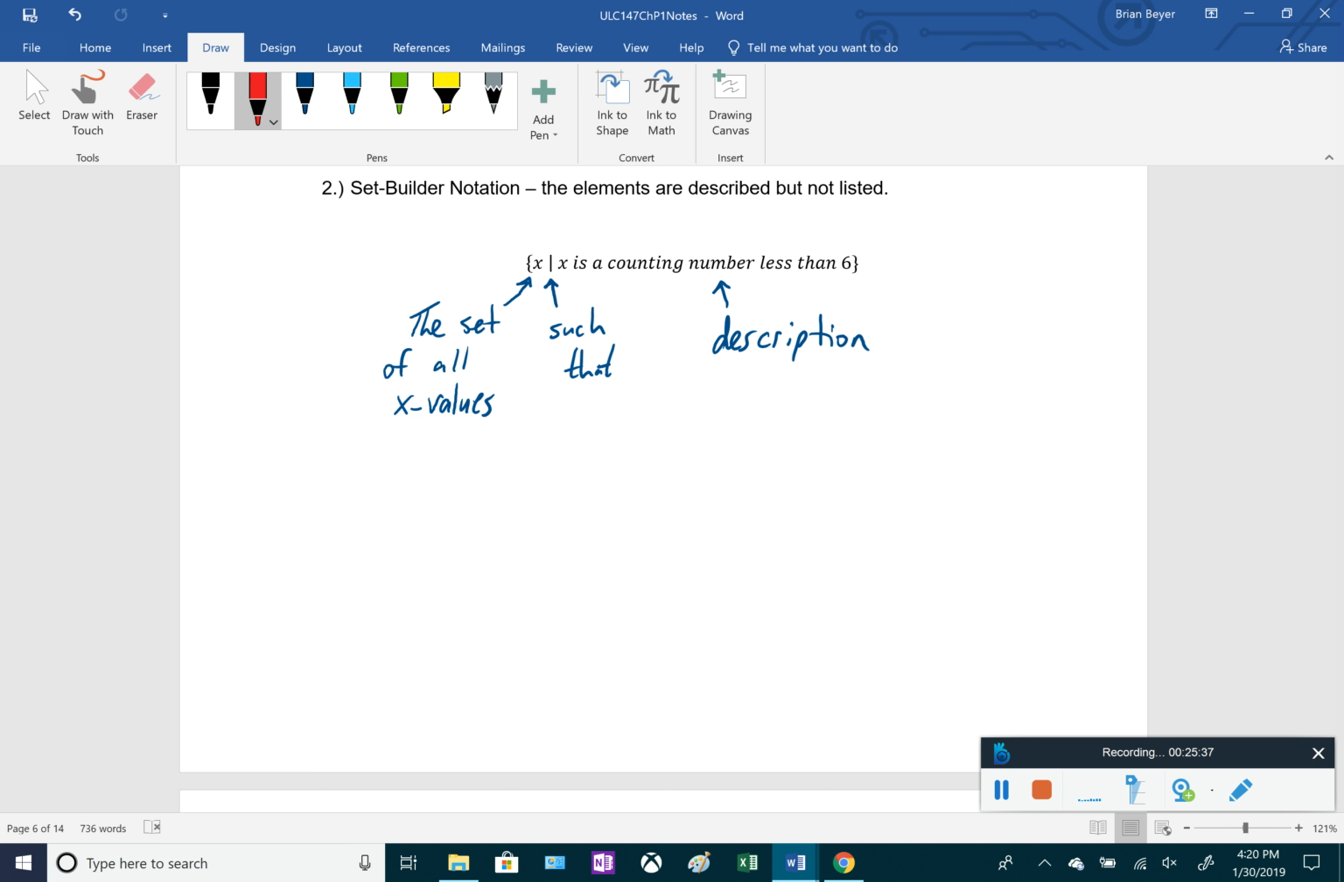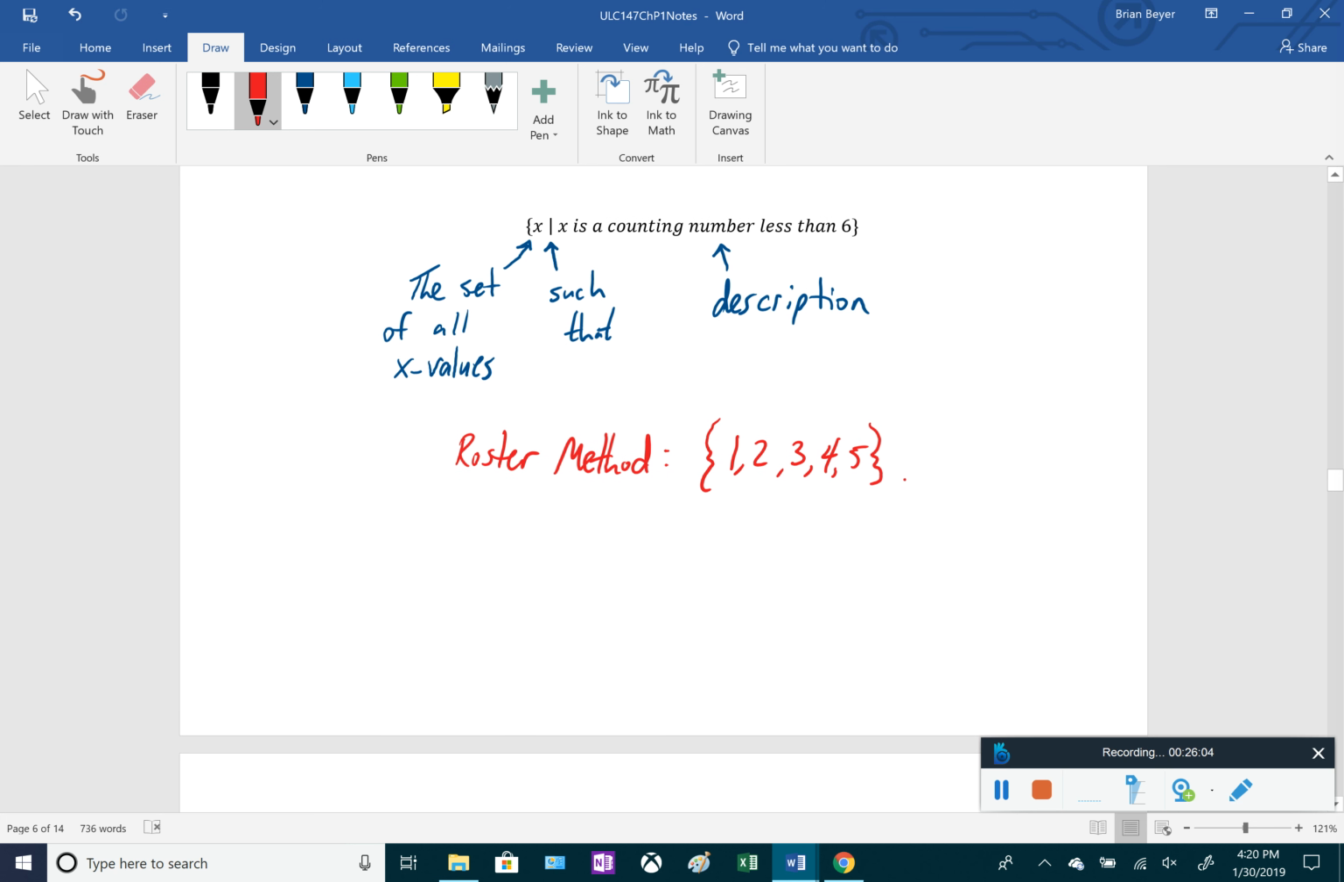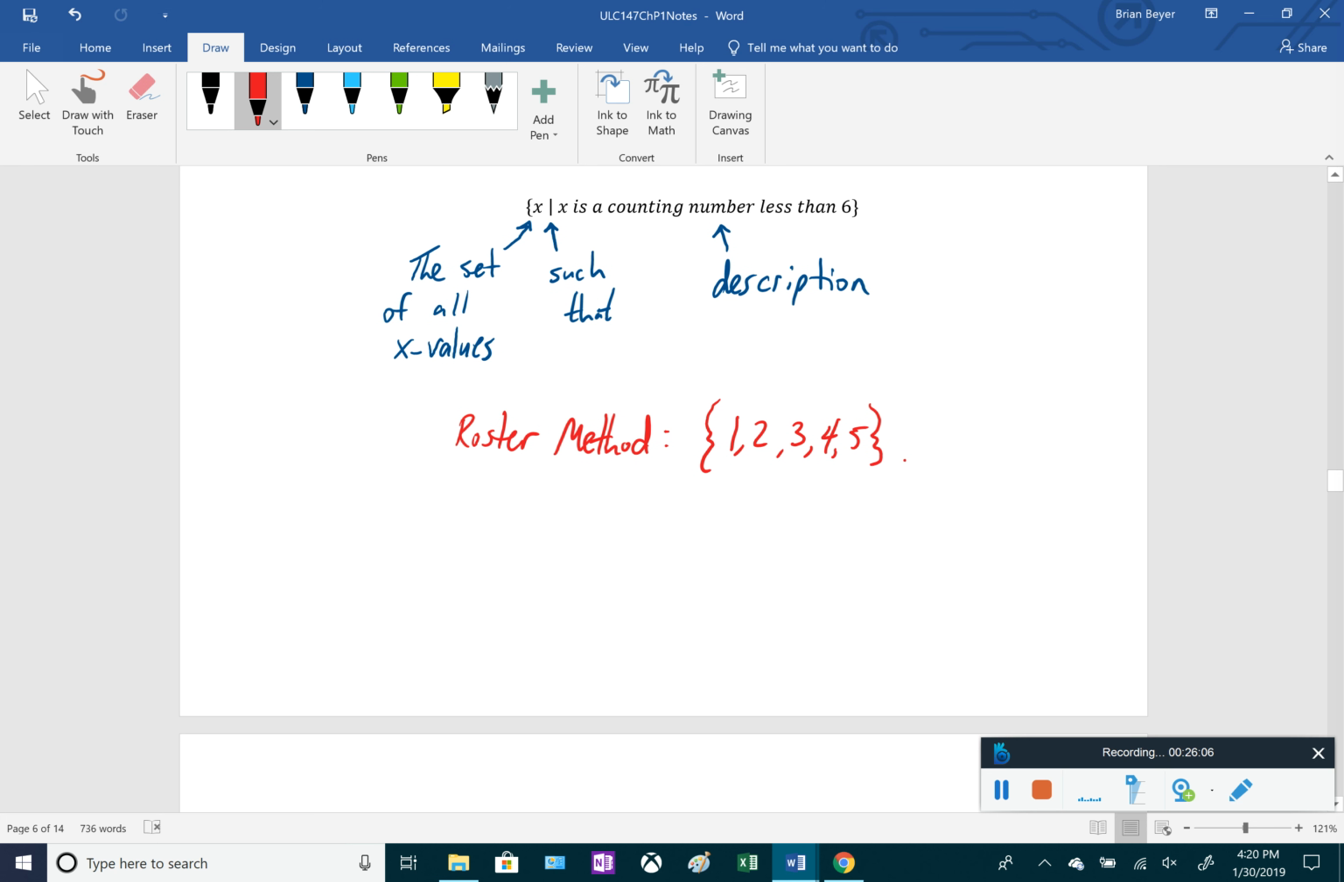So if we were to write this in the roster method, a counting number less than 6 is a natural number less than 6, which means it's going to be 1, 2, 3, 4, and 5. So we can see how it's described here but not listed out. But we just listed it out using the roster method. So a lot of the time set builder notation will come in handy when there's too many things that we can actually physically list out.